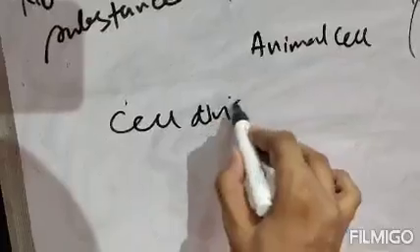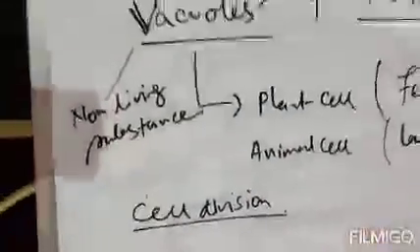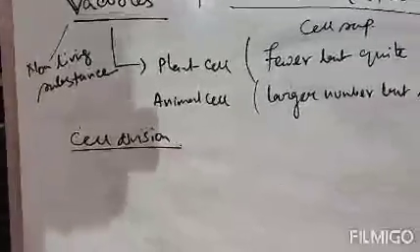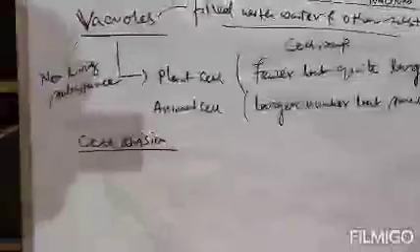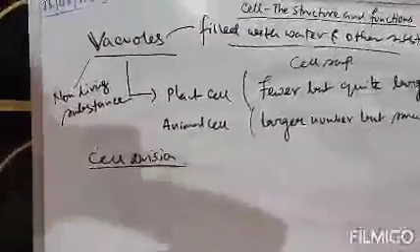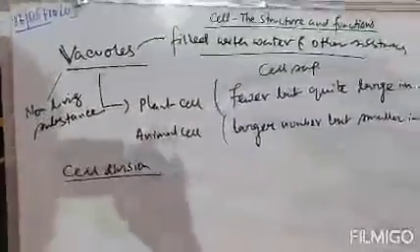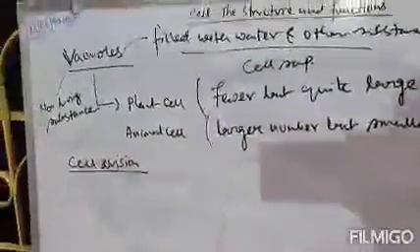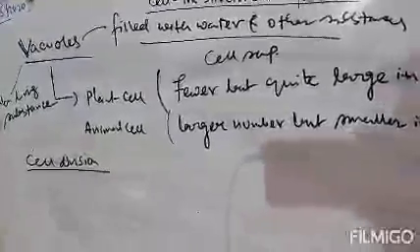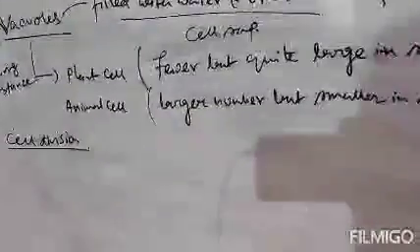Next, the last part, that is the cell division. Now, what is cell division, and why does cell division occur? Cell division occurs mainly to produce new cells, because every cell in our body has a definite lifespan. The human body consists of millions of cells, and every cell has a definite lifespan. Clear? After the lifespan, the cell will die.